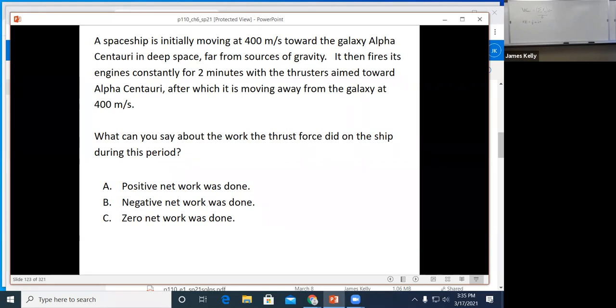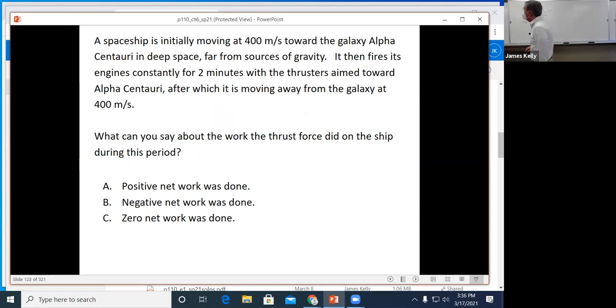It fires those thrusters, and then it ends up at what we're going to call the final state, 400 meters per second, going the other direction. That takes 2 minutes. There's only one force acting on the spaceship here, and it's the thrust force, right? The thrusters are pushing on the ship.